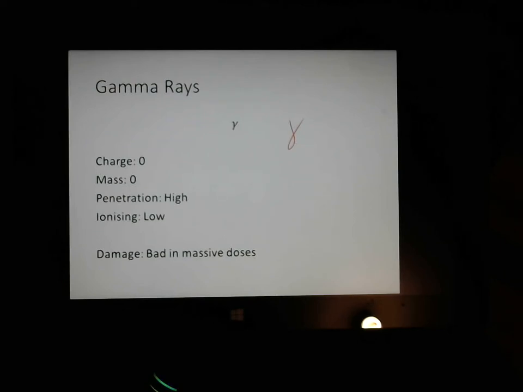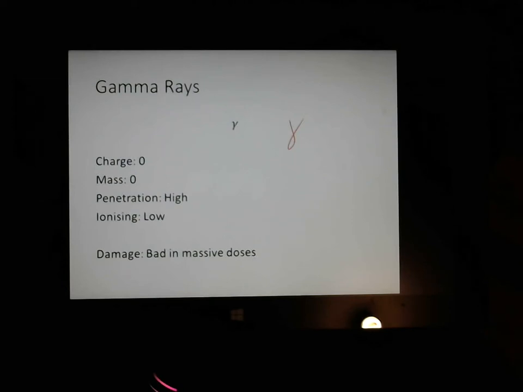So even though we've looked at these three and said, oh yeah, alpha has a very low penetrating power, and it's not super damaging if it's on the outside. Well, beta is a little bit worse, and then gamma is really bad, because it goes right through you, but it doesn't have a great ionization level.